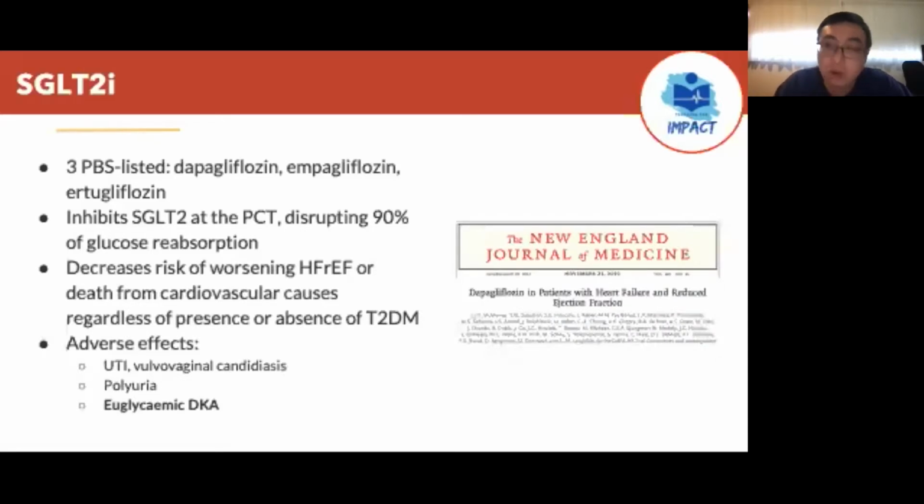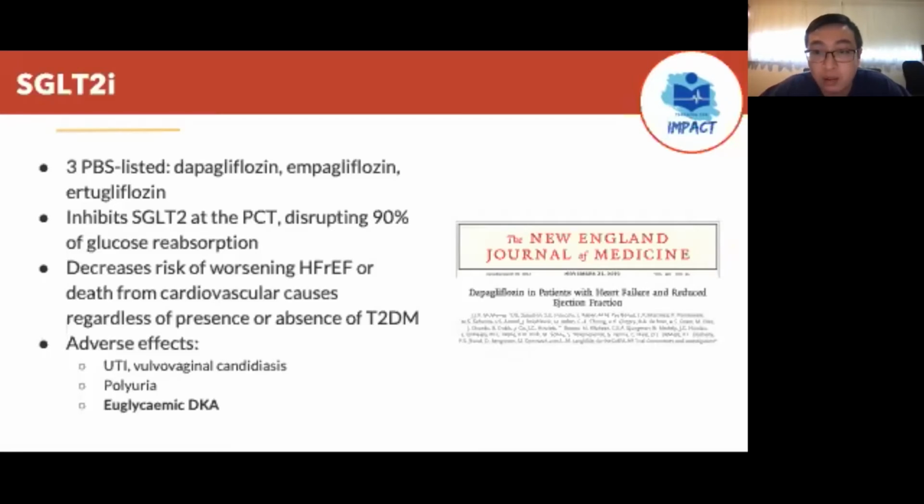So you may also be aware that Sglt2 inhibitors are a hot topic at the moment, not just in endocrinology, but in cardiology as well. There was a recent NEJM paper published at the end of 2019 that showed that Sglt2 inhibitors, specifically dapagliflozin, could decrease the risk of worsening HFrEF, so heart failure with reduced ejection fraction, or death from cardiovascular causes in patients with HFrEF, regardless of whether they have type 2 diabetes or not.